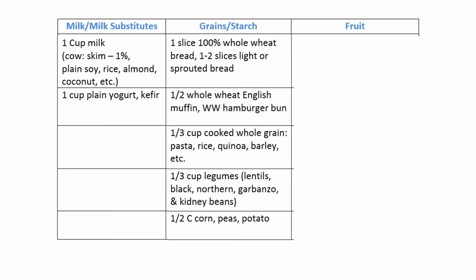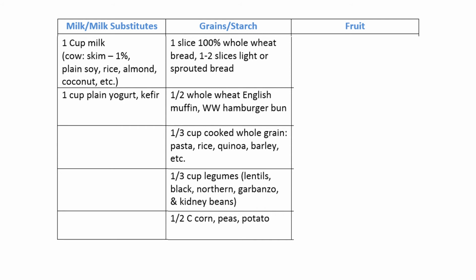Then when we get into our legumes, it's about a third cup as well. So a third cup of lentils, black, northern, garbanzo, kidney beans, all of them. And these are great because not only do they give us the starch, it's a healthy carbohydrate, it's loaded with fiber, and it also has a great protein source. So it's kind of like killing two birds with one stone when we have a small bowl of lentil soup, say.